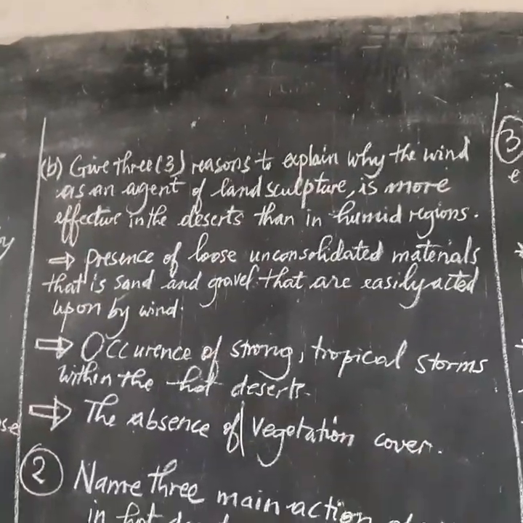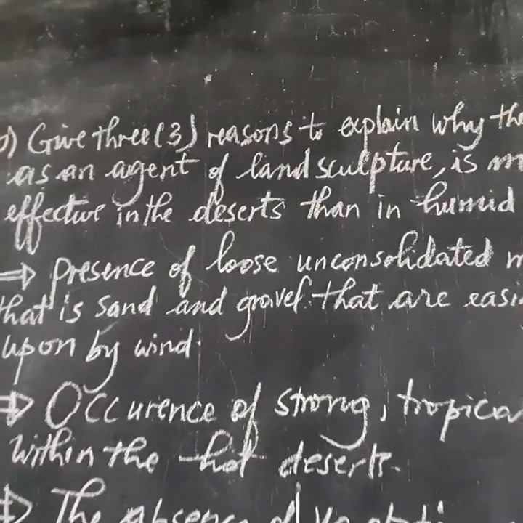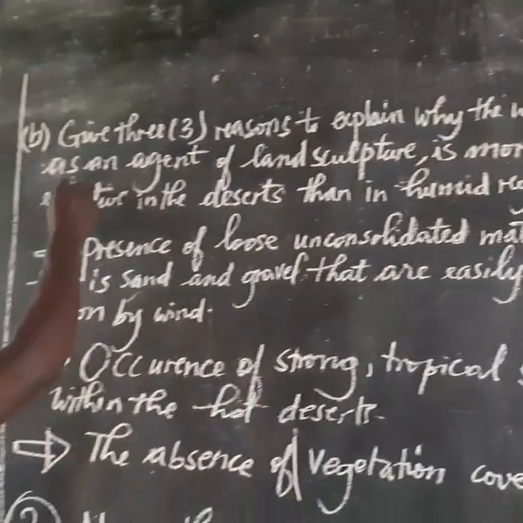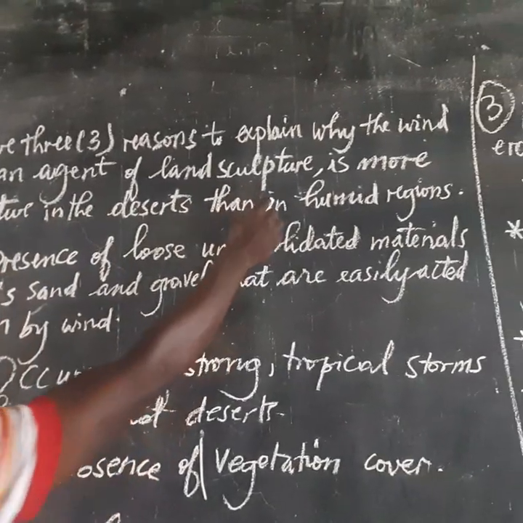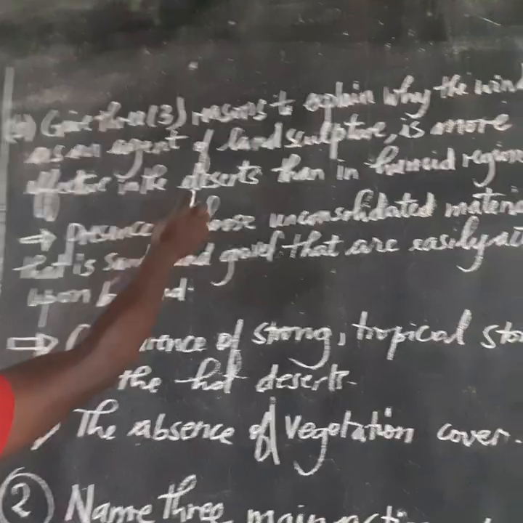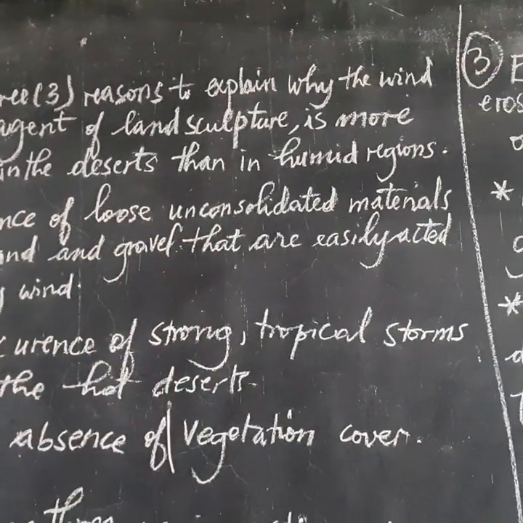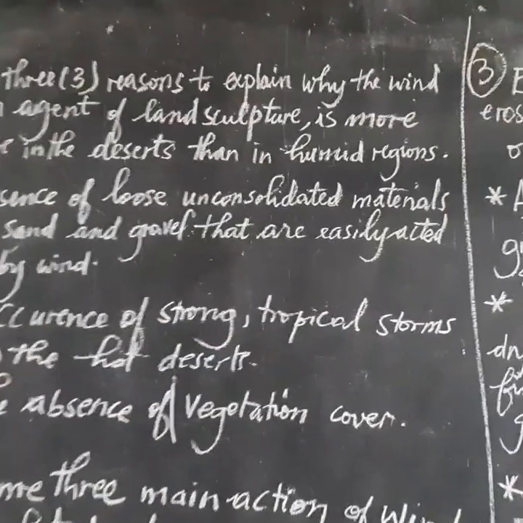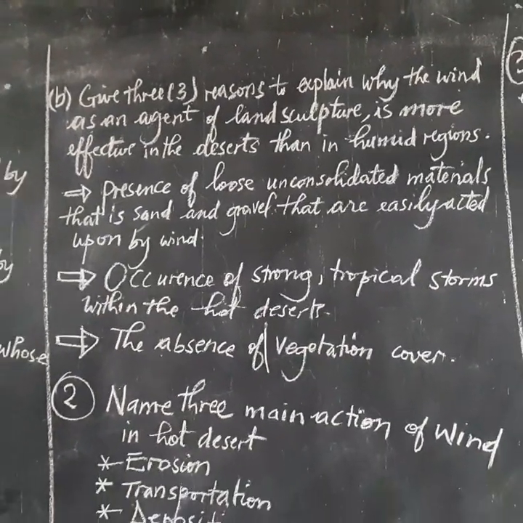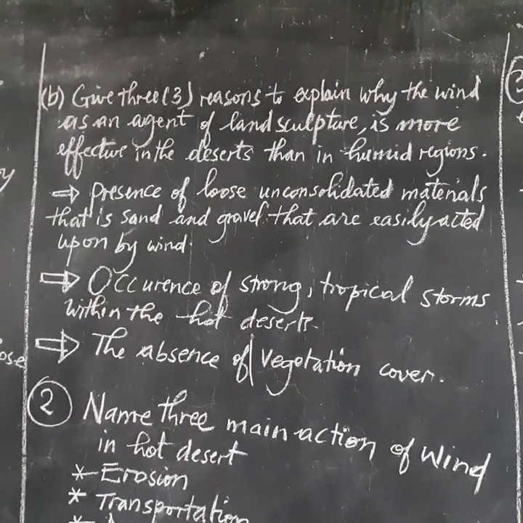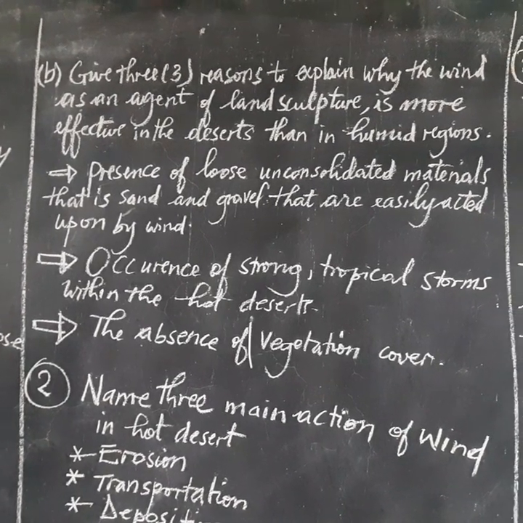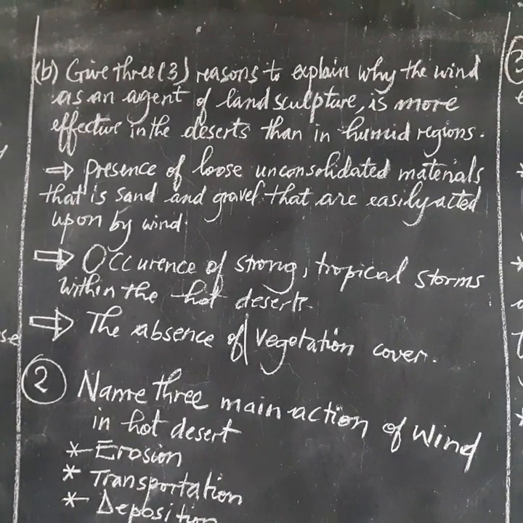Let's go to sub-question B. Sub-question B is asking, give 3 reasons to explain why the wind as an agent of land sculpture is more effective in the desert than in the humid region. So meaning that the question is asking to give the reasons why wind as an agent of erosion in the desert is more effective than in humid region.